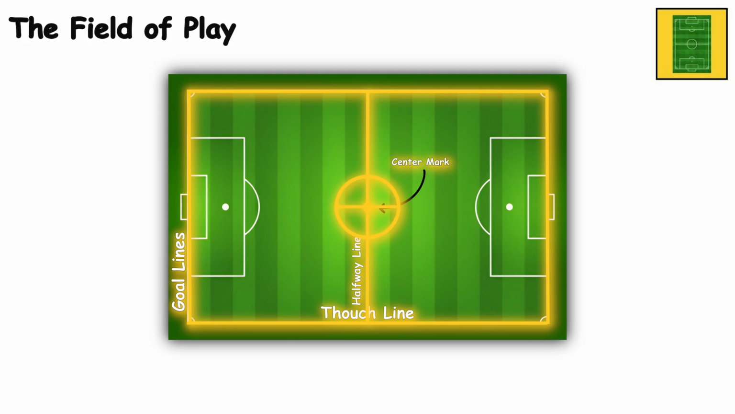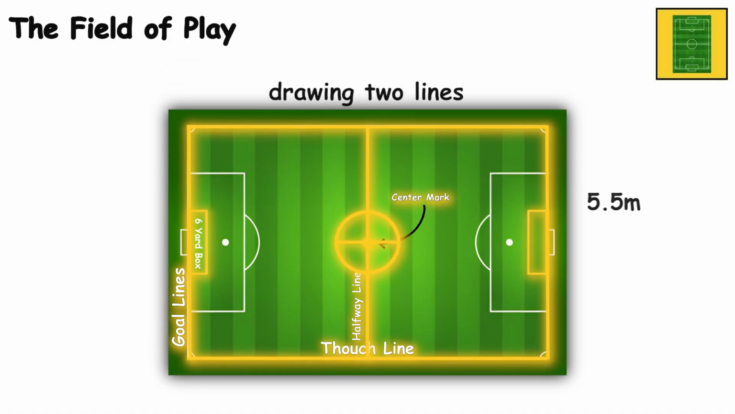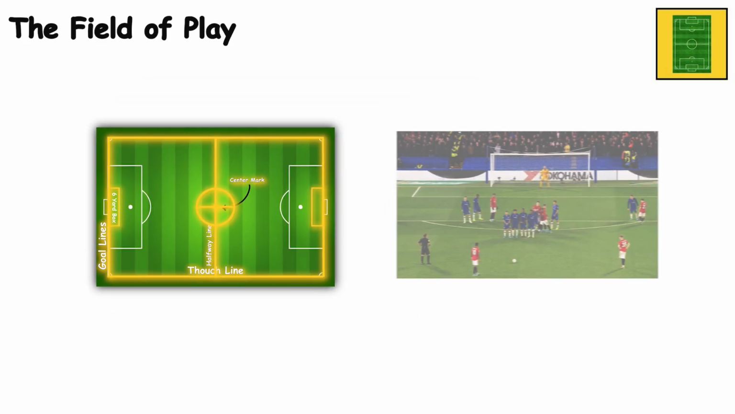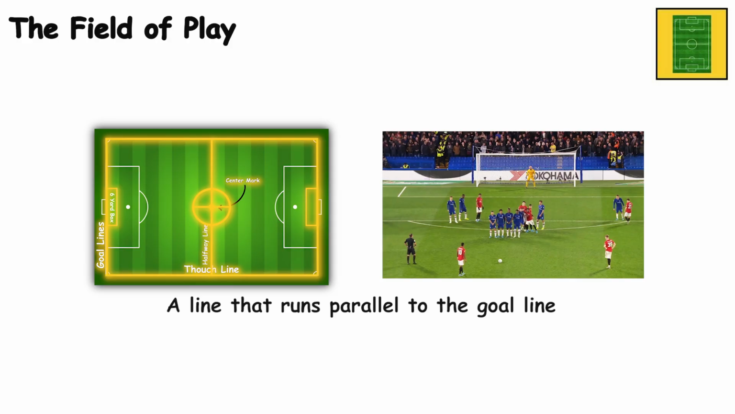At each end of the field, there are two key areas, the goal area and the penalty area. The goal area, often called the 6-yard box, is marked by drawing two lines 5.5 meters out from each goalpost and connecting them with a line that runs parallel to the goal line. This is where goal kicks are taken from and where the goalkeeper usually operates.